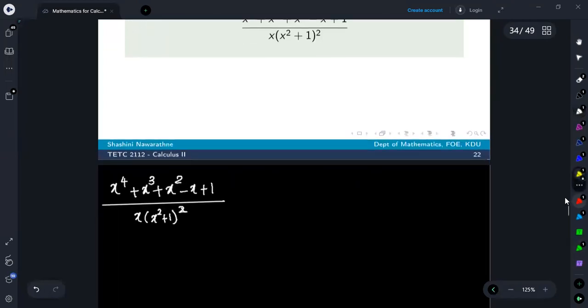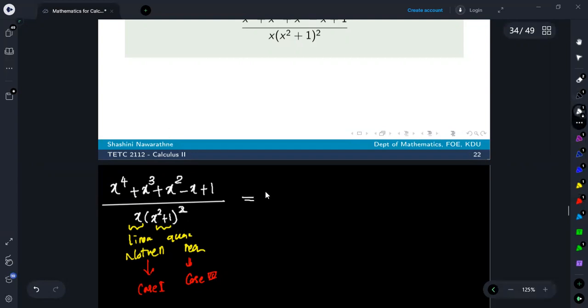And here we can see that there are three factors. This one and this is repeated twice. The first factor is a linear factor and this is a quadratic factor. This is not repeating and this is repeating. So we can see that this is from case 1 and this is from case 5. Since it is a quadratic factor and repeating, it is from case 5.